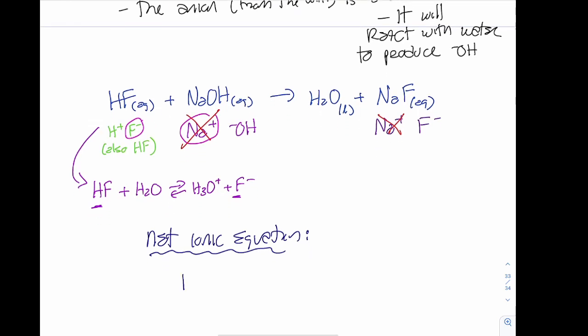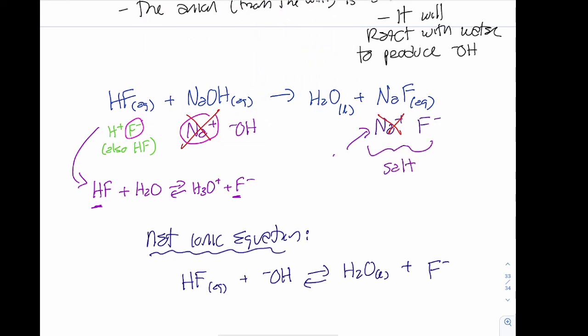I have HF reacting with hydroxide ions to produce water plus my salt. Sorry, plus fluoride. I got rid of sodium already. If we go back up here, maybe we should label that. This is my salt. Sodium inert. This is actually basic. It will react with water, and we'll draw that here in a minute.